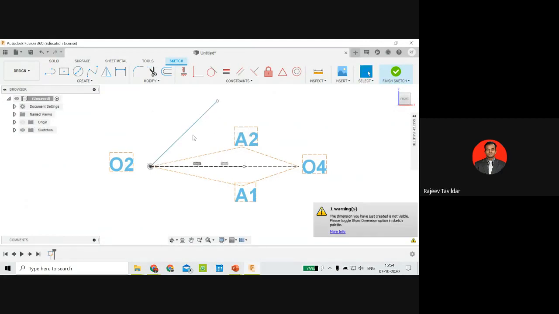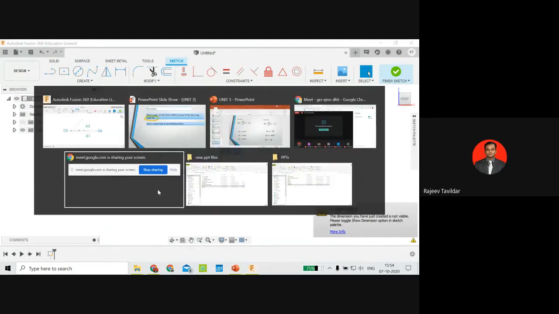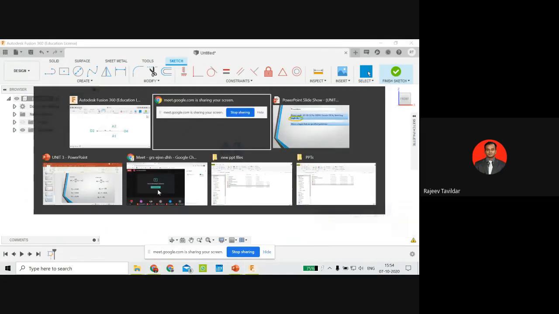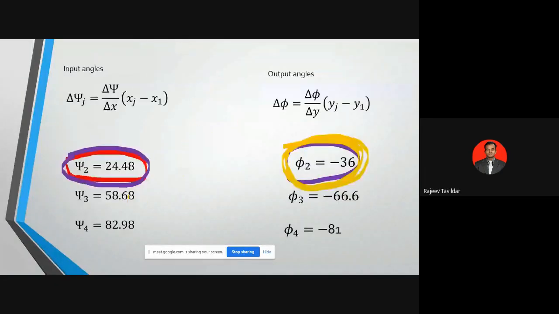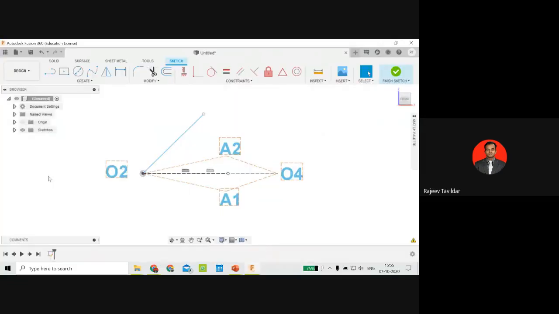This is 50. What is the angle now? The angle of psi 3 is 58.68. This is with respect to what? This will be with respect to psi 1, because in the equation we are taking xj minus x1. So this psi 3 angle is the angle of the third input link with respect to the first one, 58.68, or let me round it off to 59. So the angle between the first link and A3 should be 59.